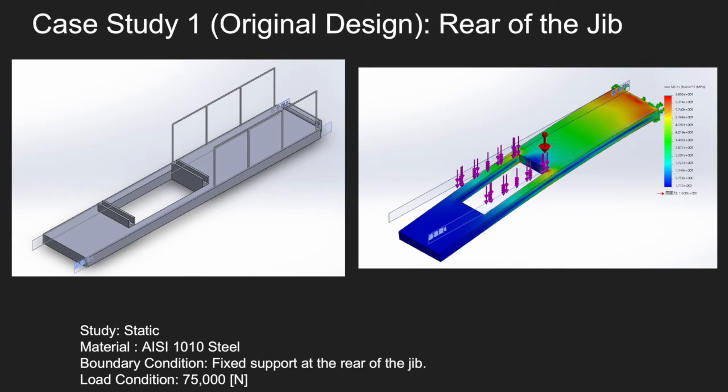This is our first case study of the original design of the rear of the jib with the material set to AISI 1010 steel. We performed a static study where the boundary conditions were placed at one of the end faces here. The load condition was 75,000 newtons and placed where the counterweights are, which is here. The results showed that the maximum stress was 68.8 megapascals and concentrated at the end here. The yield strength is also 180 megapascals.